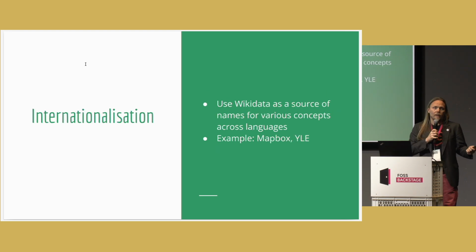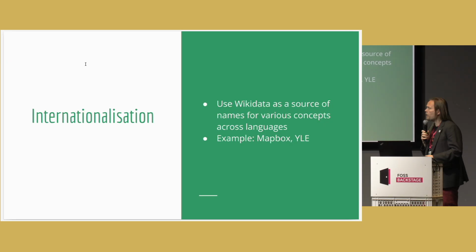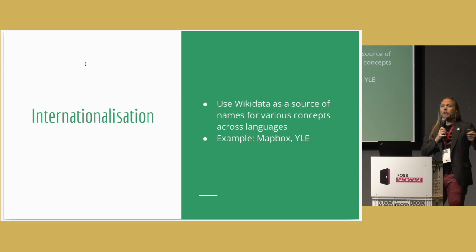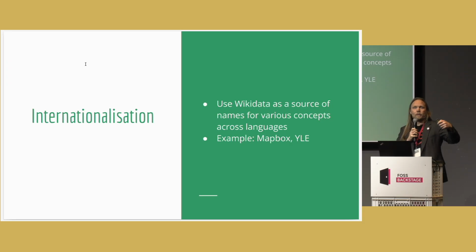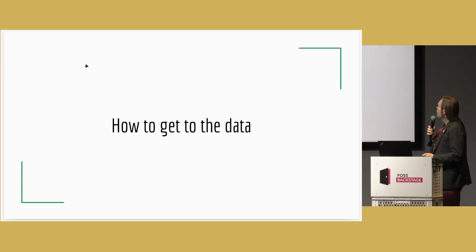And as I said, internationalization is one of the really strong points. Mapbox is using this for giving you the local place names on the map, in the local language. The Finnish Yle uses this for their topic tags. I have built some menus based on this for events, so everybody can read the ingredients in their own language. So how do you get the data?